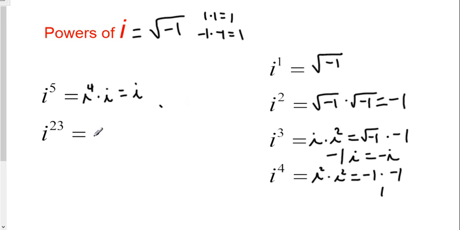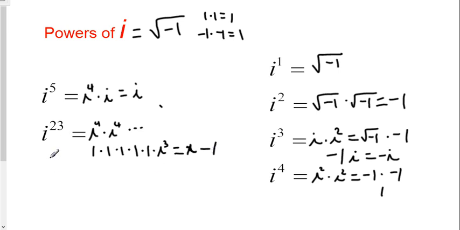I to the 23rd. Well, that's I to the fourth times I to the fourth, and so on. How many of those? 5 groups of those. You're going to have a 1 times a 1 times a 1 times a 1 times a 1 times I to the third. 1 times 1 times 1 times 1 times 1 times I to the third is negative I, because I to the third is the same as negative I.